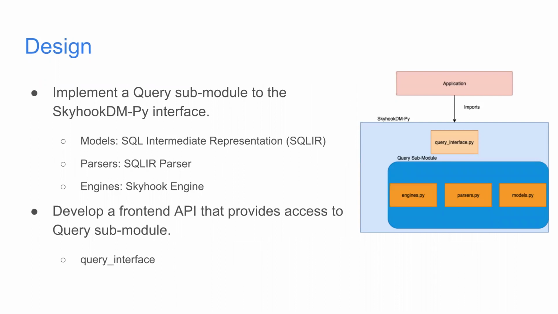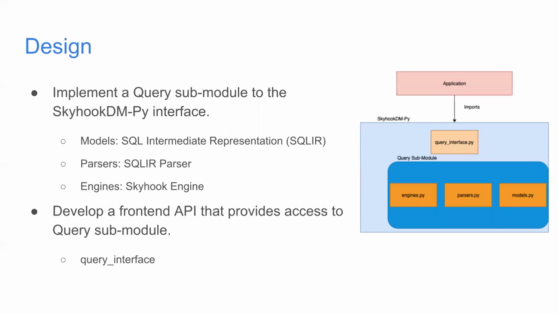Skyhook SQL's functionality is first implemented as a query submodule to the existing interface. Then, we provide an API to the submodule and query interface API. The submodule contains multiple modules of its own: models, parsers, and engines.